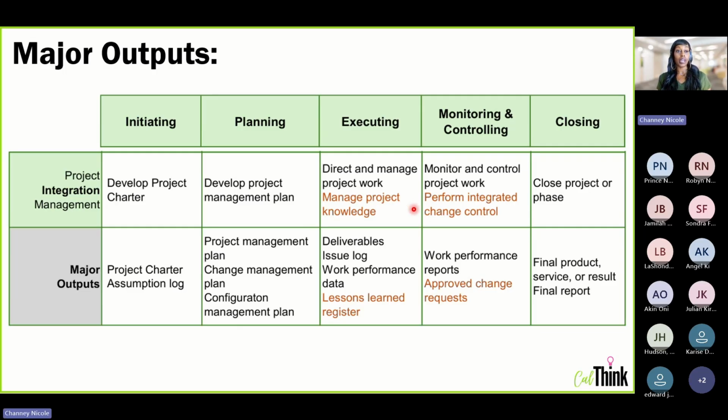Now, here's where the colors come into play. Direct and managed project work, that's our first integration execution process, right? We're in integration management and we're in the executing process group. So the outputs of direct and managed project work are going to be the deliverables, the issue log, and work performance data. Those are three major outputs that you'll want to know from this integration process. For managed project knowledge, the second process in integration executing, your output is going to be lessons learned register. That's it. That's your major output for that process. And so it goes on for each different group of processes.